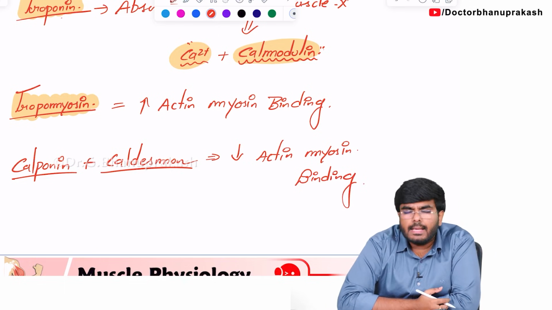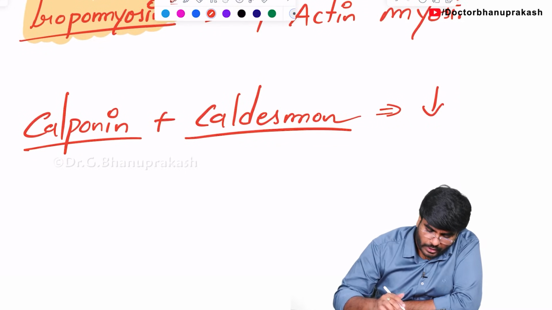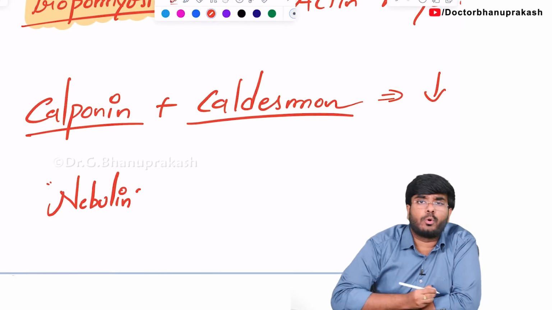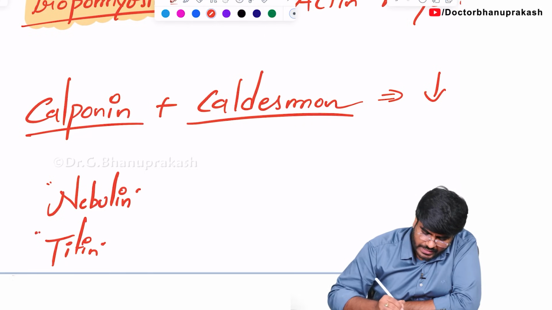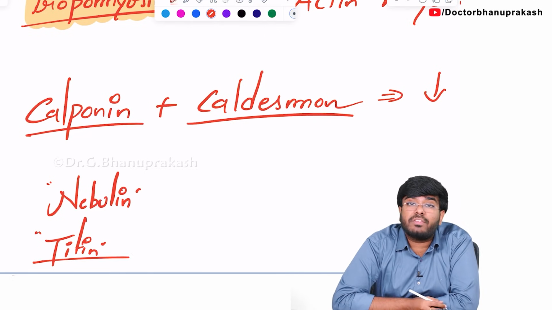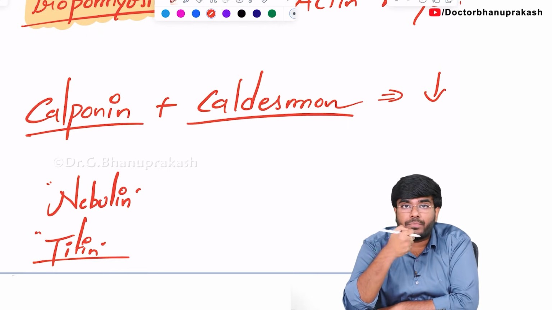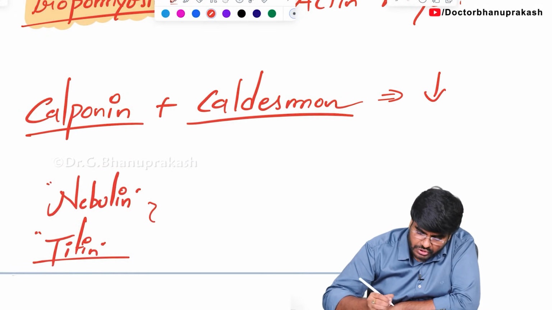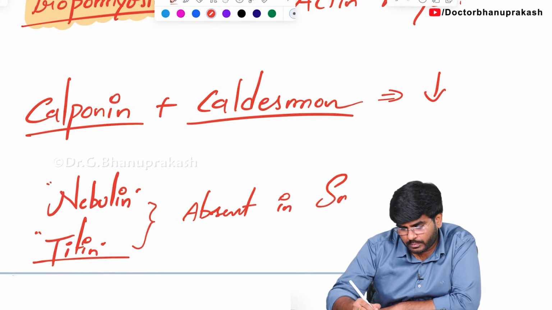One more important difference is there. Is there anything else structurally that is different between skeletal muscle and smooth muscle? In skeletal muscle, we have nebulin, which is an anchoring protein, and titin. In skeletal muscle physiology, I have discussed titin, which is also called the muscle spring, which maintains the elasticity of the muscle. Titin is the largest protein in humans. So titin and nebulin, these two structures are also absent in smooth muscle.